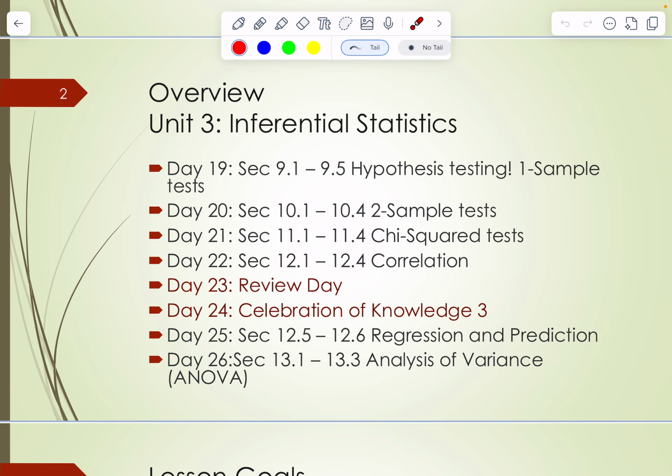In this unit, we've already talked about hypothesis testing from one sample. We've talked about two sample tests, chi-squared tests. We've also talked about correlation. Now we're going to use what we know about correlation to be able to talk about regression and prediction, or modeling and prediction.